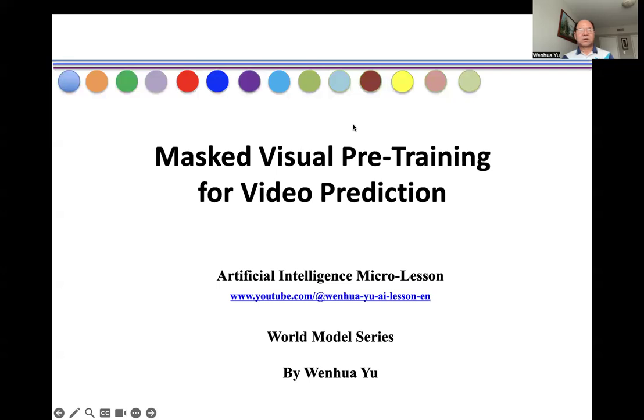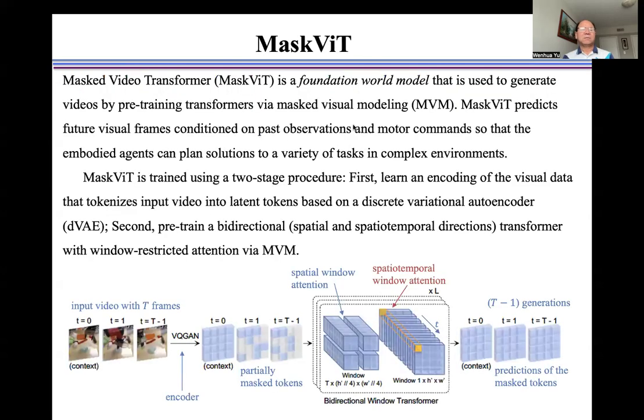In this video, I introduce a masked visual pre-training for video prediction. Masked video transformer is a foundation world model that is used to generate videos by pre-training transformers via masked visual modeling. MaskViT predicts future visual frames conditioned on past observations and motor commands so that the embodied agents can plan solutions to a variety of tasks in a complex environment.